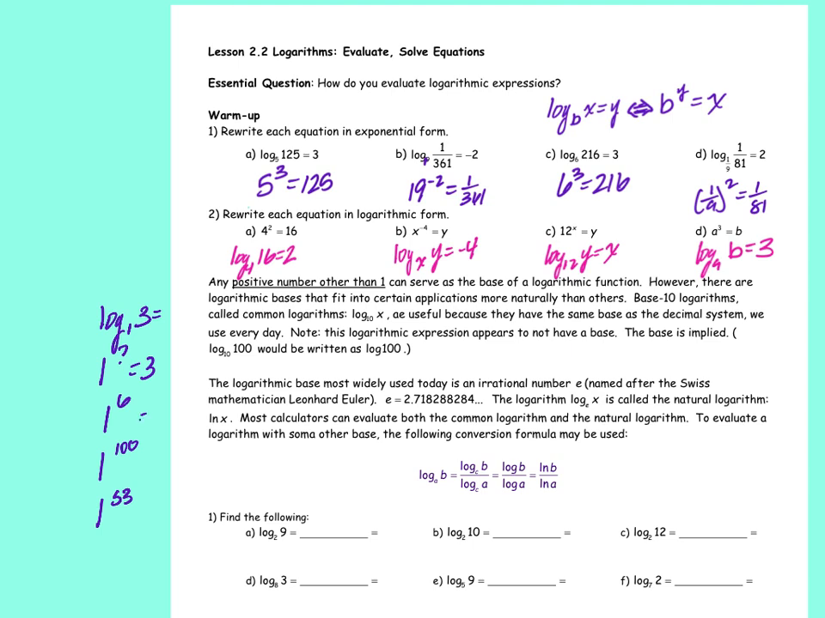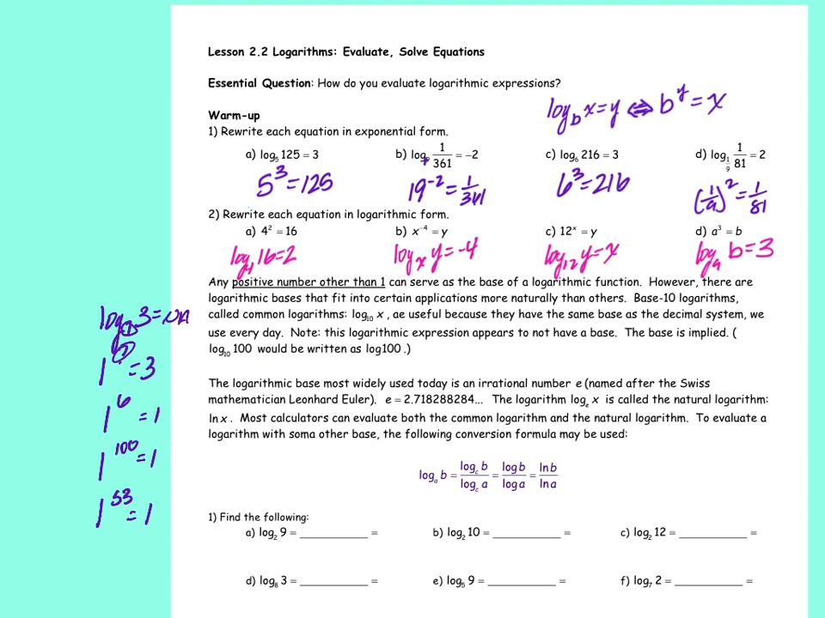What's 1 to the 6th power equal? 1. 1 to the 100th equals 1. 1 to the 53rd equals 1. That's why it's any positive number other than 1. My base of a logarithm can't be 1 because the answer for every single logarithm could only be 1. For this one that I just made up off the top of my head, of course, it's NA. It doesn't work because there's no power of 1 that would equal 3. So it has to be something other than 1. It cannot be base 1. Okay?